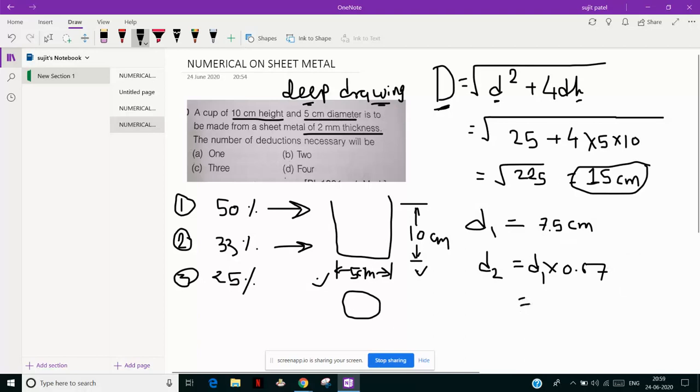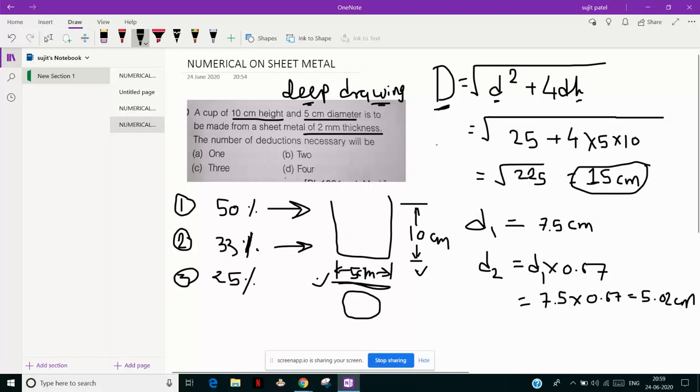I think you have understood. Again I am repeating, in the second pass you can reduce 33%. That means after the second draw the diameter will be 0.67 of the first diameter. So 7.5 into 0.67, you will find 5.02 centimeter. So you might take it as 5, but actually you require the exact size of 5 centimeter. And here the sheet thickness is also 2 mm.